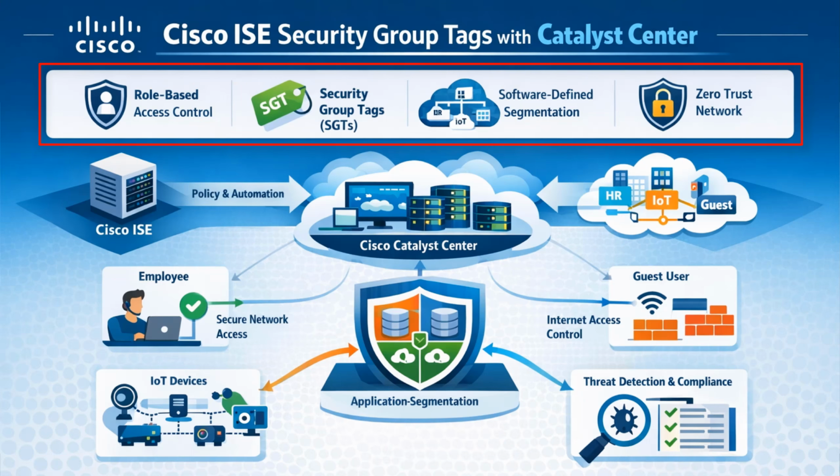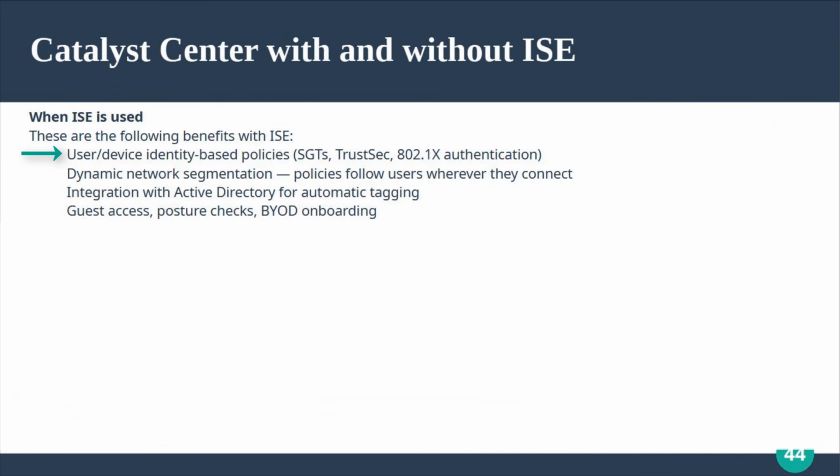So when is ISE used? It's used for user device identity-based policies, which is security group tags, TrustSec, 802.1x authentication, dynamic network segmentation, so policies follow users wherever they connect, and it integrates with Active Directory for automatic tagging. And with Cisco ISE you can use it for guest access, posture checking, and bring your own devices onboarding. So this is effectively when you're using Catalyst Center for security and automation together.